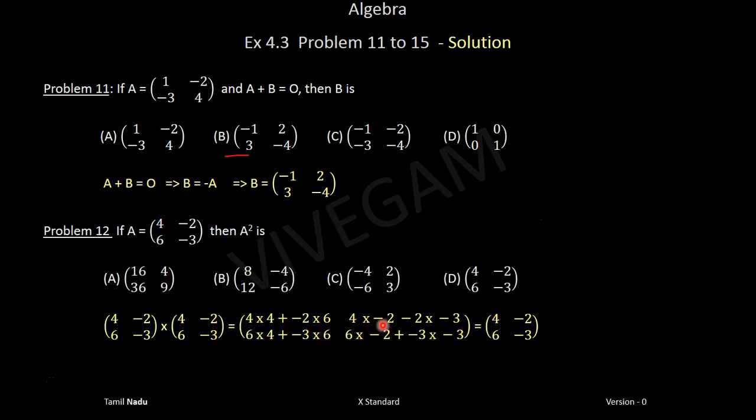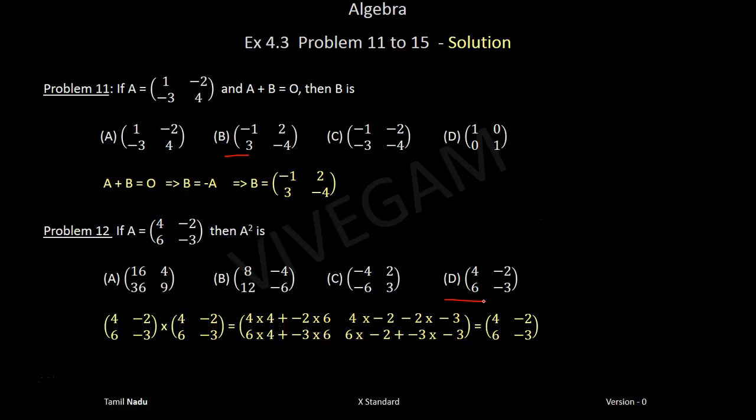Right? This is 4 into minus 2 is minus 8, and this is minus 2 into minus 3, that is minus 6. Plus 6 will become plus, right? So minus 8 plus 6 is minus 2. This is 6 4s are 24, and this is minus 18. So 24 minus 18 is 6, and this is 6 into minus 2, that is minus 12, and this is minus 3 into minus 3 is 9. So minus 12 plus 9 is minus 3. So you got this final matrix. So you can check this one out. Okay, 4 minus 2, 6 and minus 3. So option D is our answer.